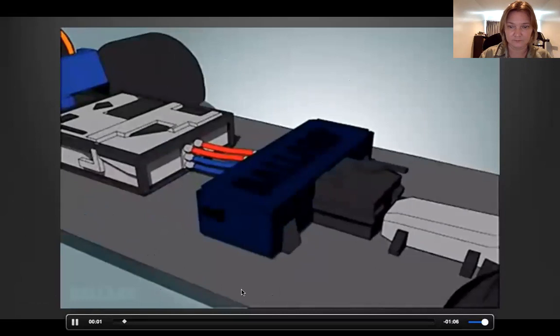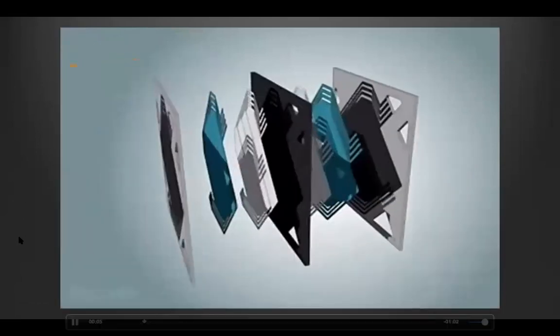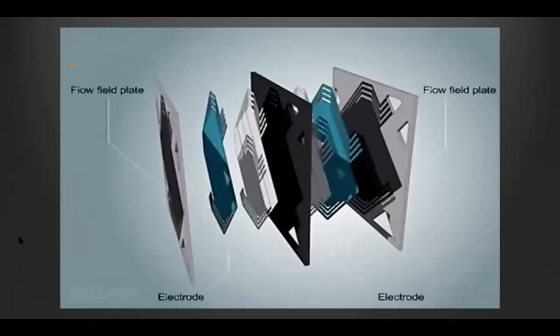But how does the fuel cell work? A single PEM fuel cell is made up of 2 plates, 2 electrodes, and 2 thin layers of platinum-based catalyst, separated by a plastic membrane, which, when fed with the fuel, reacts electrochemically to create electricity.